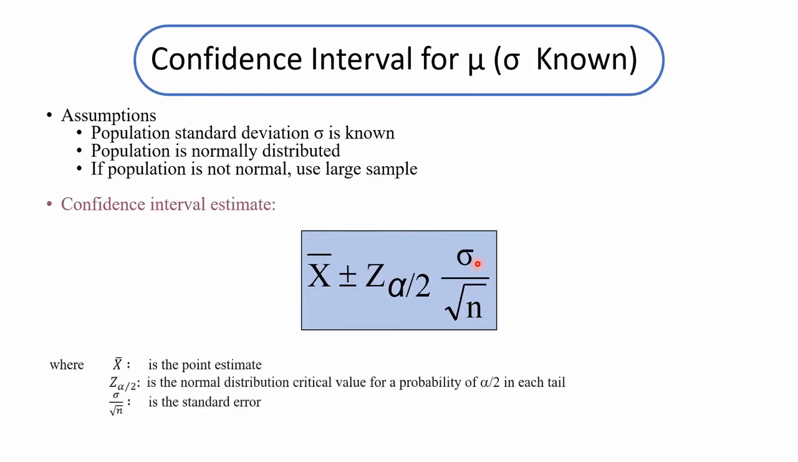So x bar, as I explained, is the point estimate. Z alpha over 2 is the normal distribution critical value for probability of alpha over 2 in each tail, which I drew in the previous slide. And sigma over root n is your standard error.